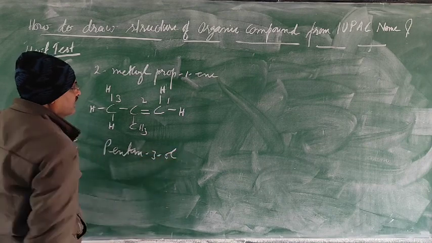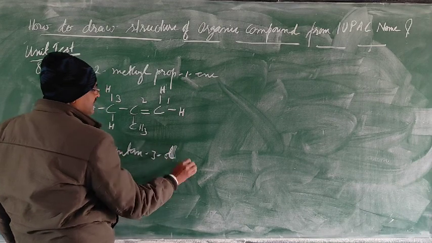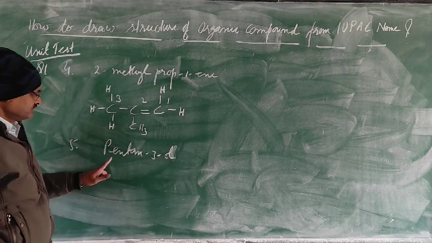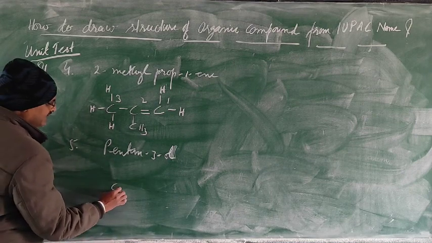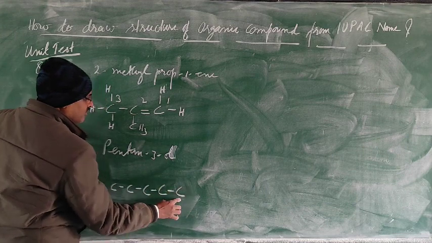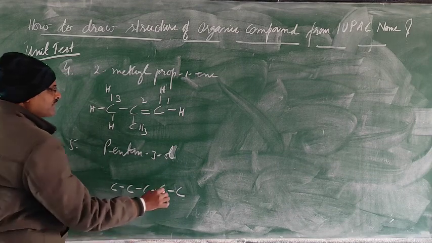It contains 3-ol. "ol" means hydroxyl group. This is the secondary suffix for the hydroxyl group, OH group. So what is the root word here? Pent. So draw a chain of 5 carbon atoms. 1, 2, 3, 4, 5. Then do the numbering from any side.